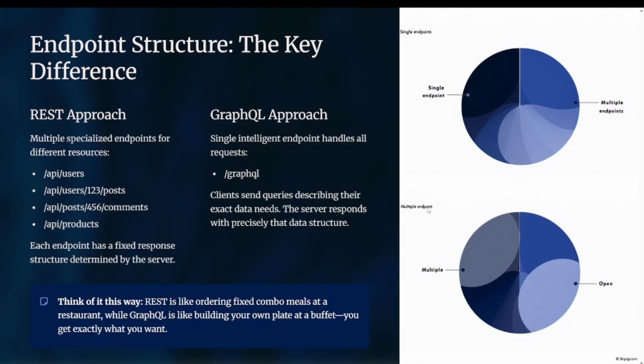GraphQL approach: a single intelligent endpoint handles all requests. Clients send queries describing their exact data needs. The server responds with precisely that data structure. Think of REST like ordering fixed combo meals at a restaurant, while GraphQL is like building your own plate at a buffet. You get exactly what you want.